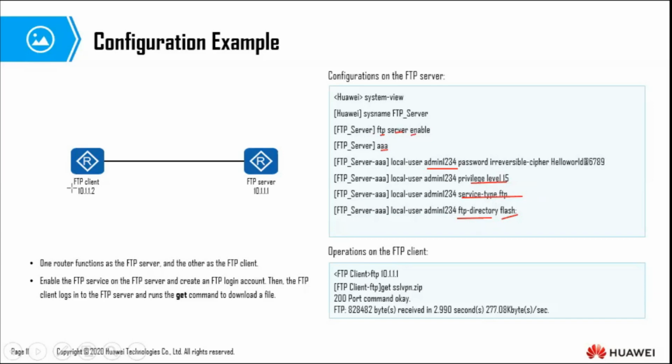Okay, so on the client end, we will go into the client, then use the command FTP, then the IP address of the FTP server. Normally it's the IP address of this particular interface there. Then after that, we can use the get command. Get, then the name of the file we want to download and the extension. After we do that, when it's done, it's going to give us the report as it downloads the file. Okay.